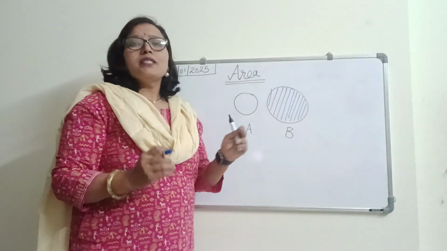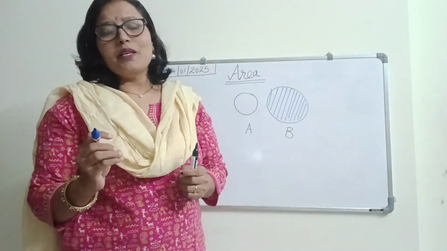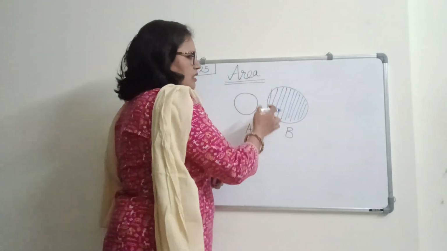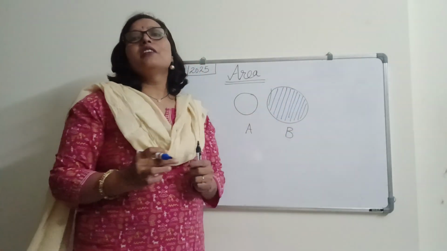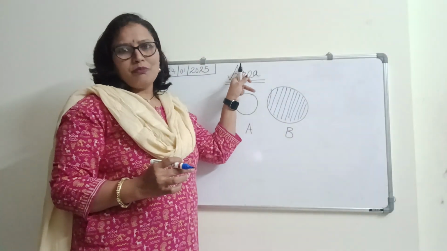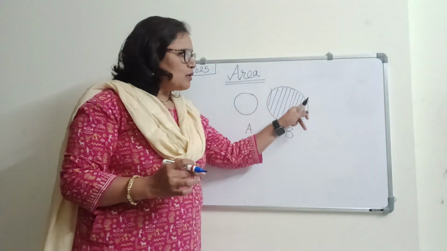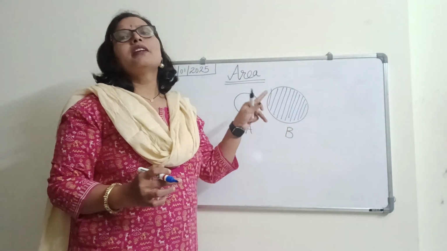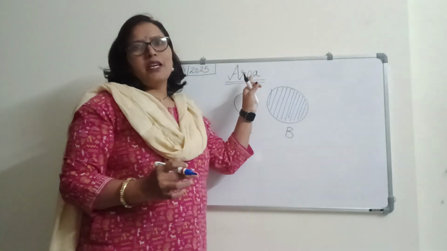So what is meant by area? Area means the amount of space or the amount of region the plane figure can cover. That is called the area. So what is meant by area? The amount of space the shape or any plane figure can cover is called the area.